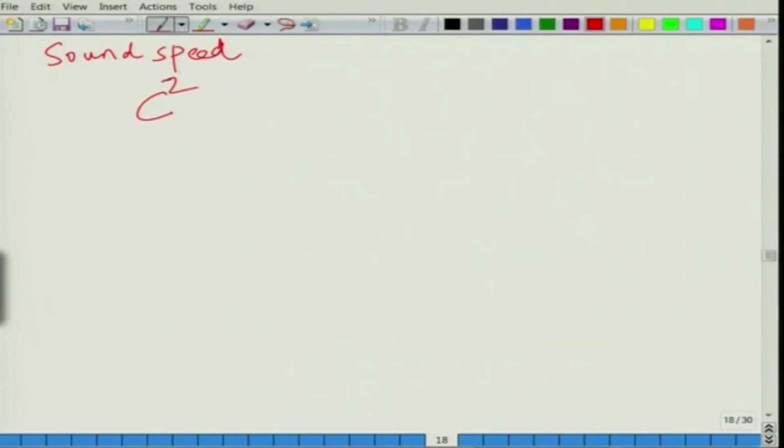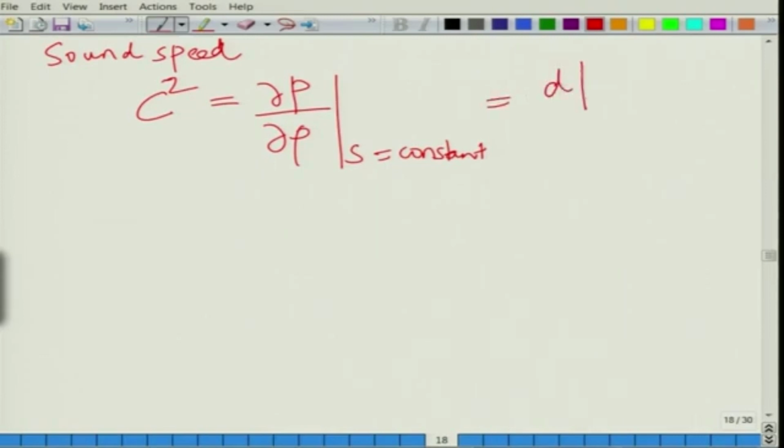So, sound speed squared is given by the partial derivative of the total pressure with respect to the density at constant entropy. S is constant. Now, since S is constant, we have only one variable, rho. So, C square is this thing.